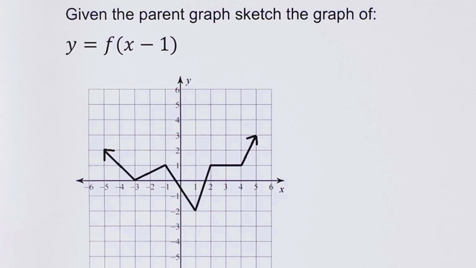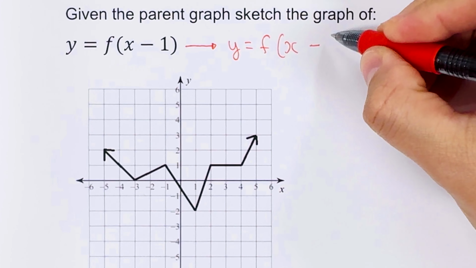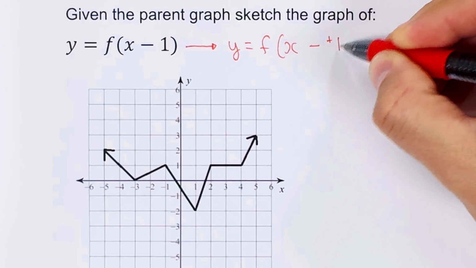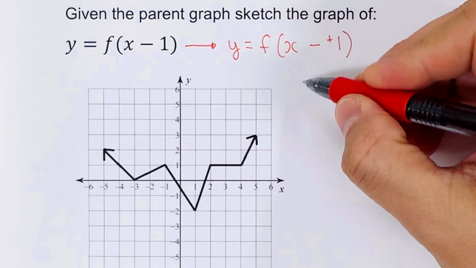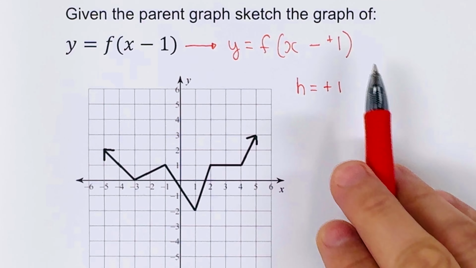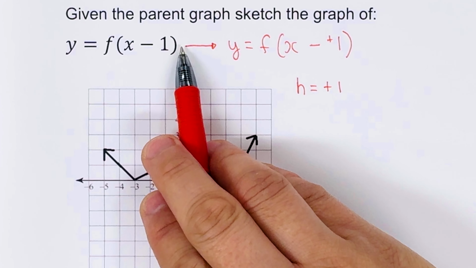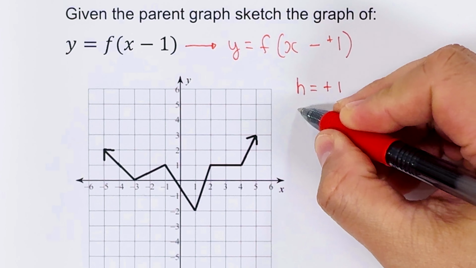In this problem, we're supposed to sketch the graph of y equals f of x minus 1. So this given graph that we have here is our parent graph. We can actually rewrite this given equation as y equals f of x minus, that's actually a positive 1. So that's how it came out to be x minus 1. This tells us that our h here is positive 1, and our k here is 0, so it's just like plus 0 and plus 0.